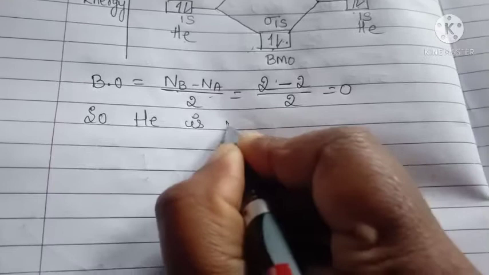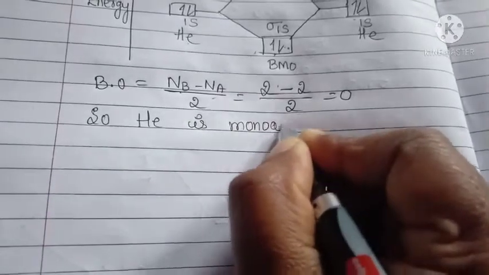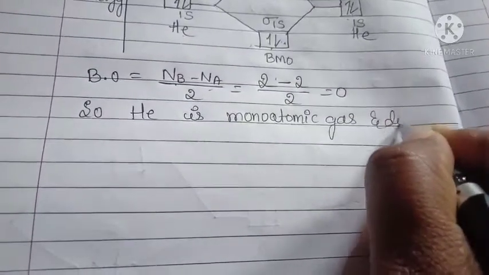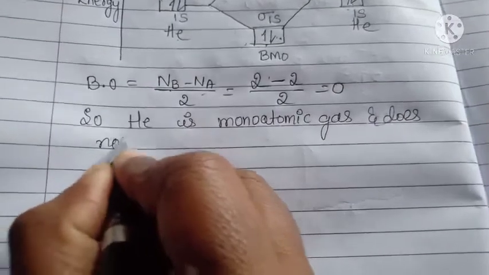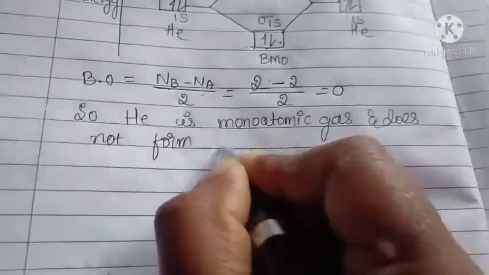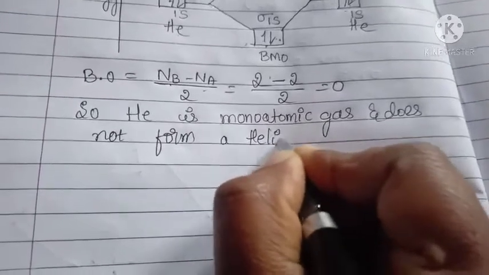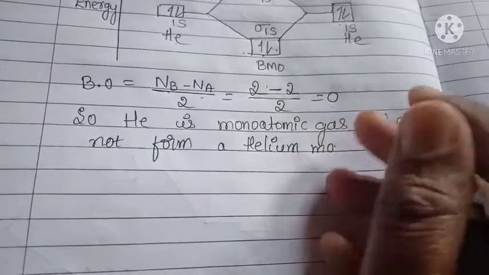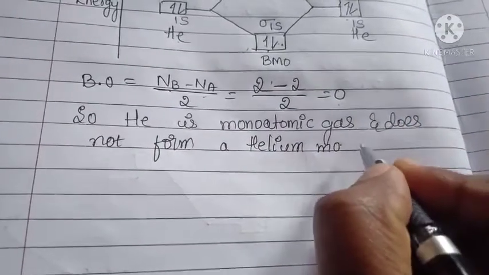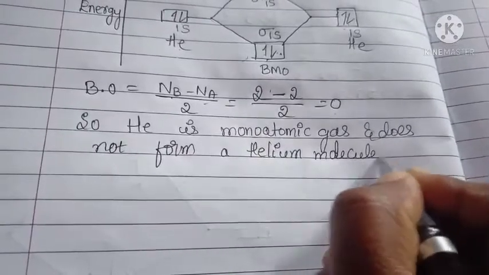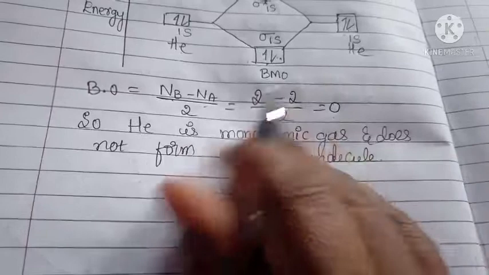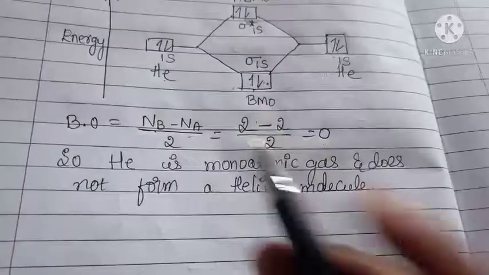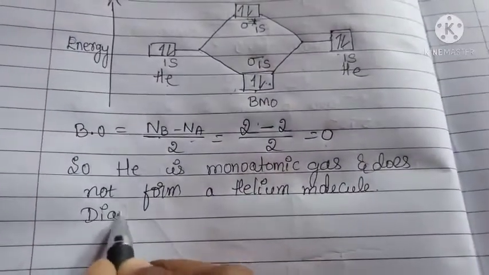When the bond order is equal to 0, helium is a monoatomic gas and does not form a helium molecule. When the bond order is 0, it means bond formation is not taking place, so the molecule should not be formed. Then the magnetic property: here there are no unpaired electrons, so that's why it is diamagnetic.